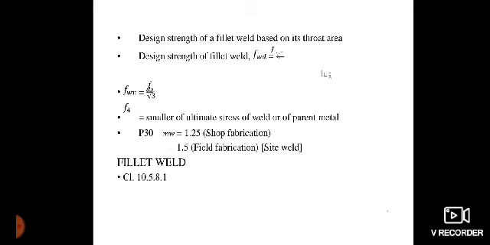The design strength of the fillet weld is based on the throat area. Design strength of fillet weld is P_wd equals f_wd times the throat area, where f_wd is based on the smaller of the ultimate stress of the weld or of the parent metal.